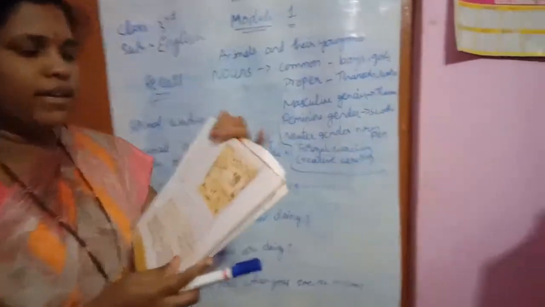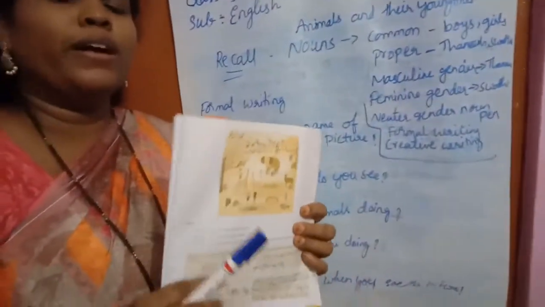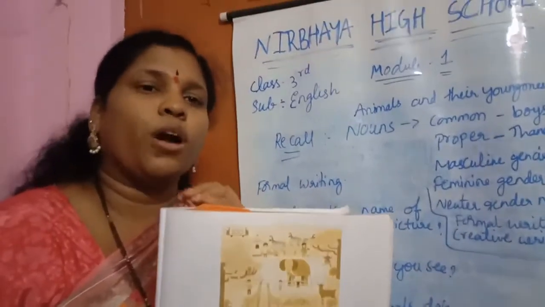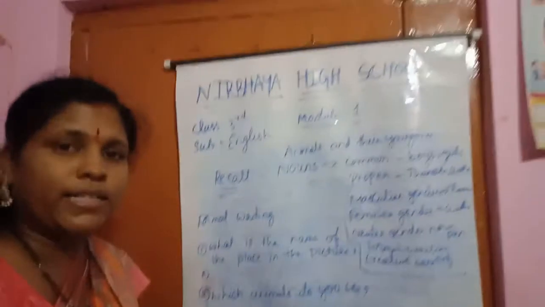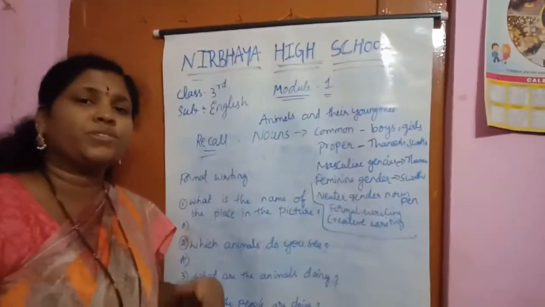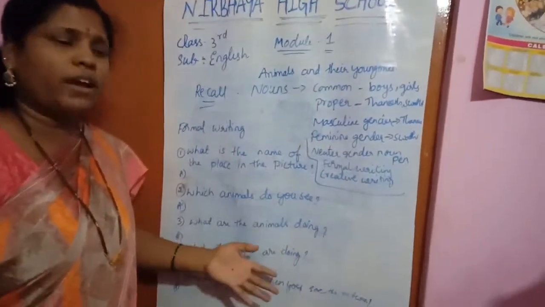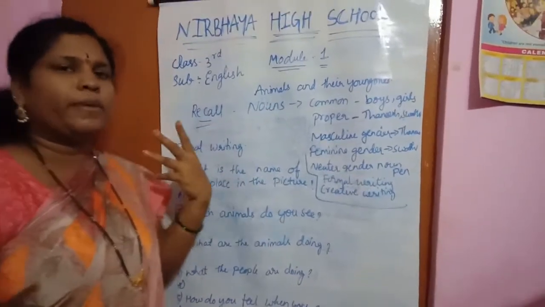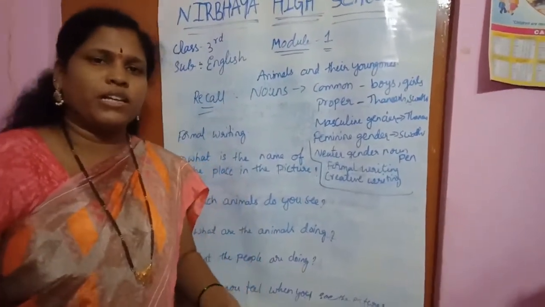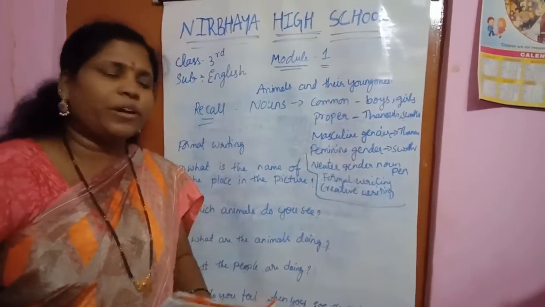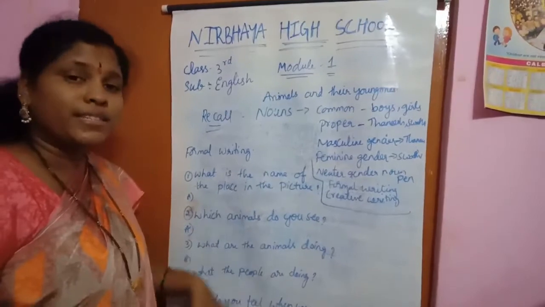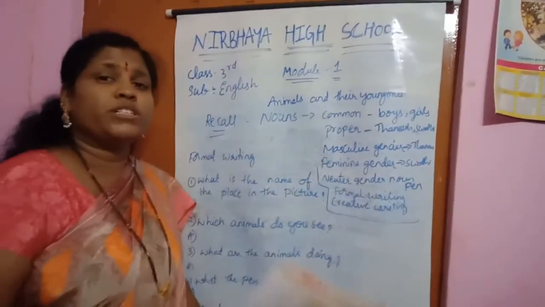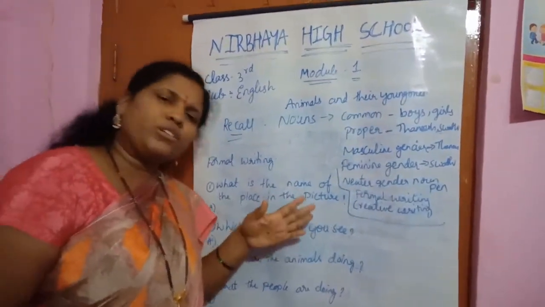And by seeing this picture, you should write six sentences on your own. Not these sentences, another six sentences you should write on your own. Understood, children? Formal writing and creative writing, you will do the revision like this. By seeing the picture only, you should answer these questions. Understood, everyone? Understood clearly?